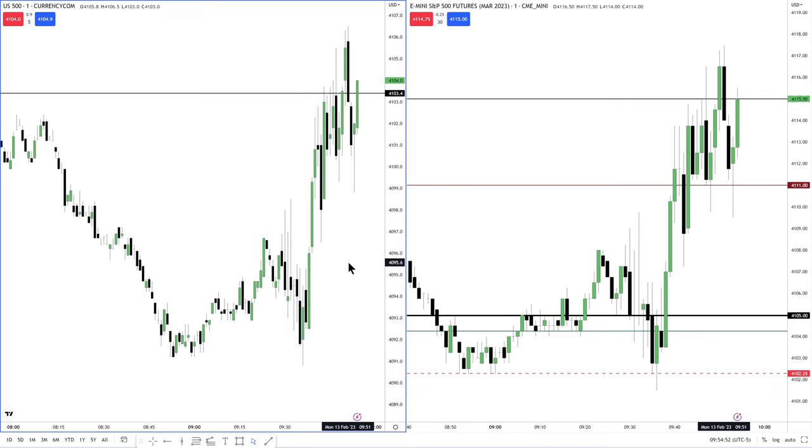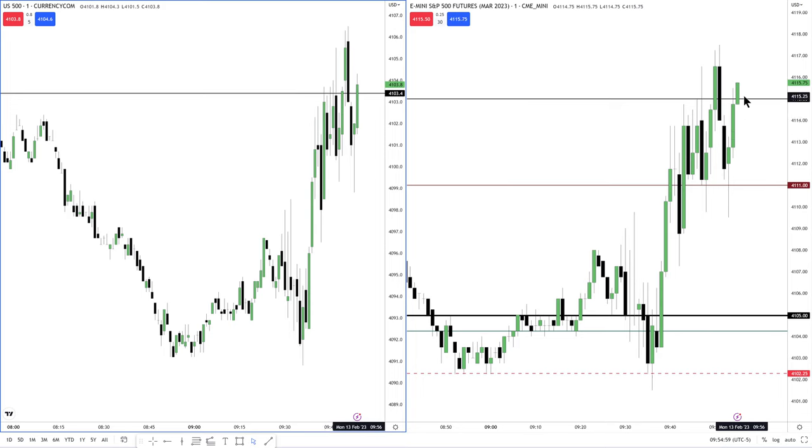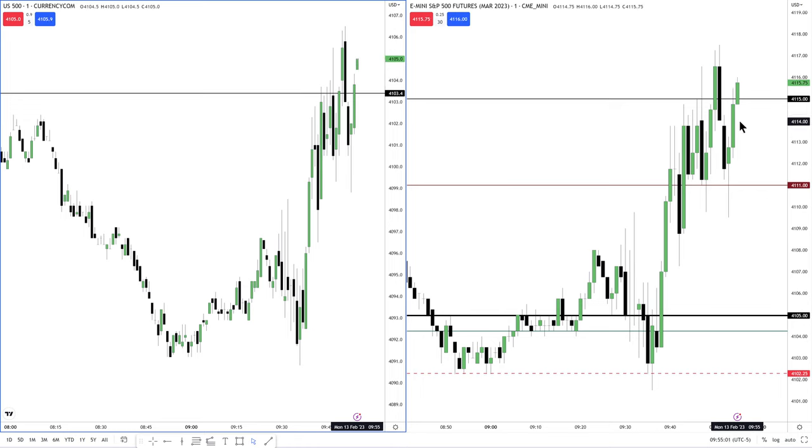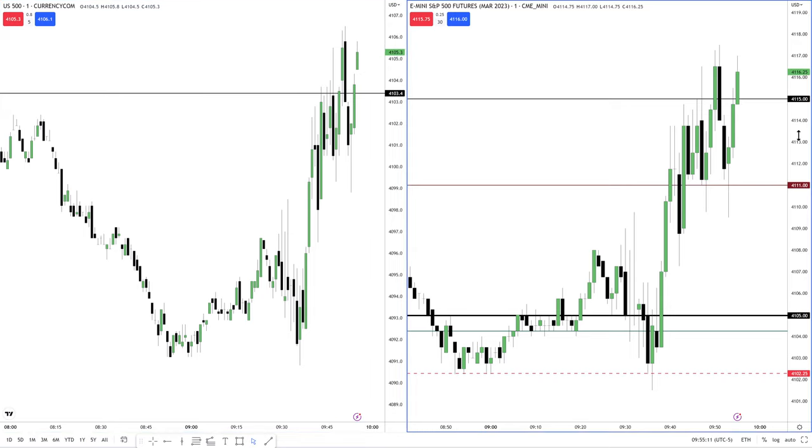Let's see if we can get that 41.18. Now we're above that volume imbalance. Do we get a touch of that volume imbalance again and then send it to 41.18? Watch that. Or is there a rip right through 41.18 and go into that 15-minute imbalance I mentioned.